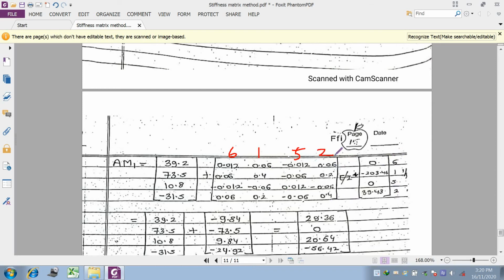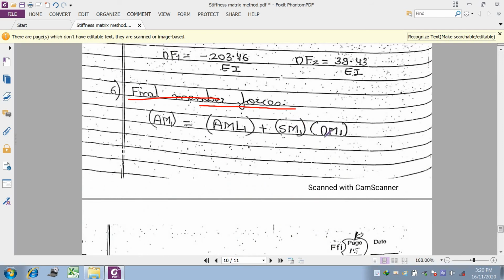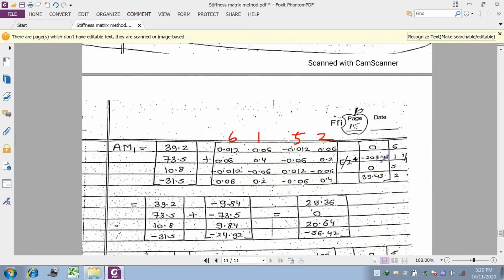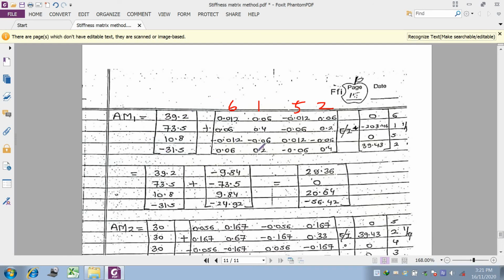Out of 6 1 5 2, 1 and 2 are known, because at points 1 and 2 we have calculated the unknown displacement. So you just put the values of 1 and 2 in this particular column of this matrix, and 6 and 5 will become 0, because 6 and 5 are not going to be calculated. Now by putting all these matrices in your calculator, you will get the value of AM1. So 29.36 will be your vertical component, 0 will be your rotation component, then again vertical component, then rotation component. This is the first value you will obtain for the member AB.